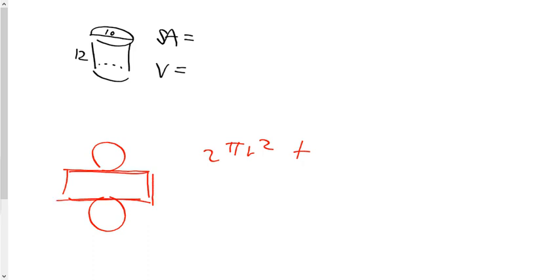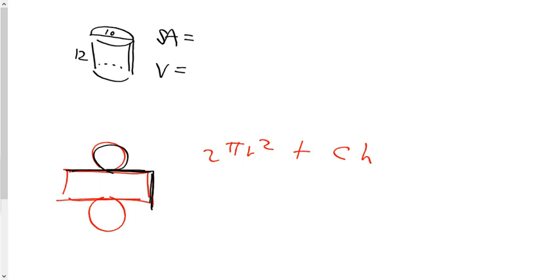rectangle here. This circumference and this length are the exact same measure. And this measure and this measure here are the exact same. So instead of saying length times width, we're going to say circumference times height. Circumference times height is the formula.